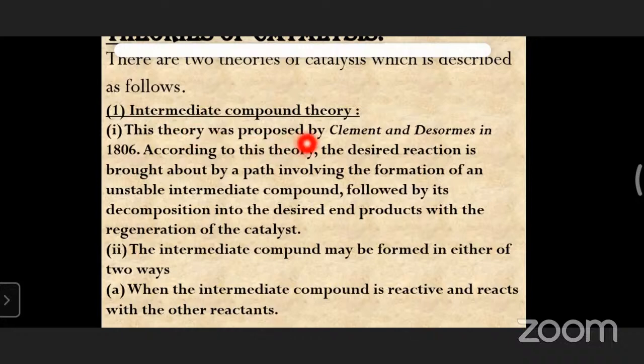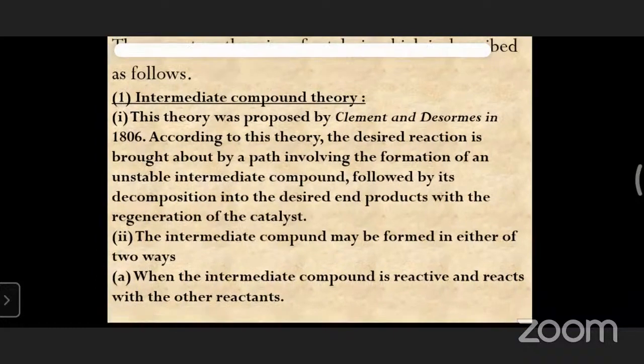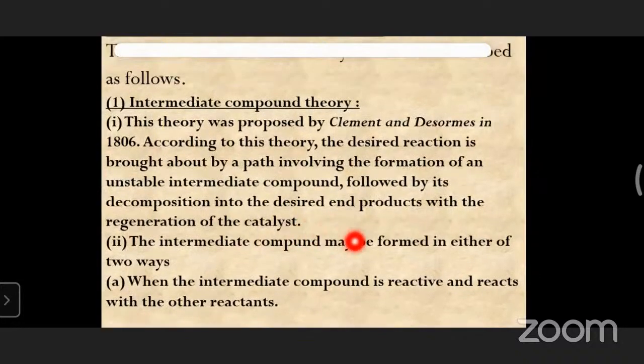This theory was proposed by Clement and Desormes in the year 1806. According to the theory, the desired reaction is brought about by a path involving the formation of an unstable intermediate compound, followed by its decomposition into the desired end products with the regeneration of the catalyst. So by using this catalyst, an unstable intermediate compound is formed, followed by its decomposition, and the desired products are obtained after the regeneration of the catalyst.